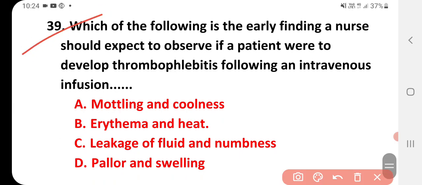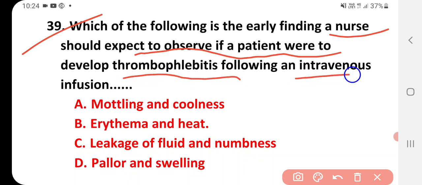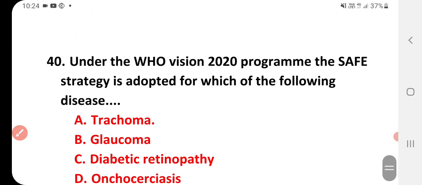39. Which of the following is the early finding the nurse should expect to observe if a patient were to develop thrombophlebitis following an intravenous infusion? Mottling and coolness, arrhythmia and heat, leakage of fluid and numbness, pallor and swelling. So check for arrhythmia and heat following the intravenous infusion. So option B is the right answer.